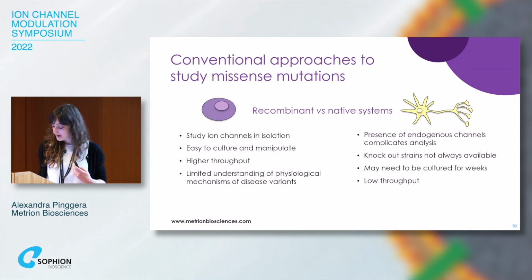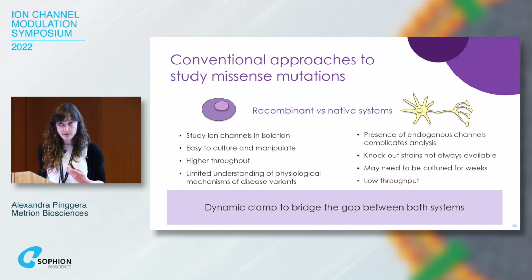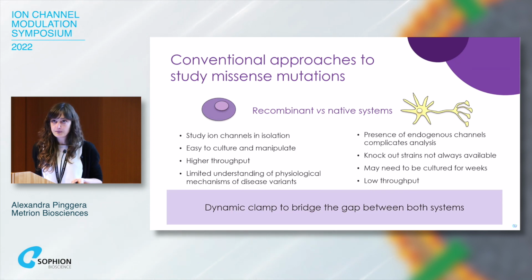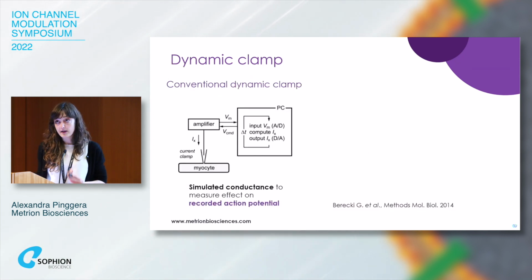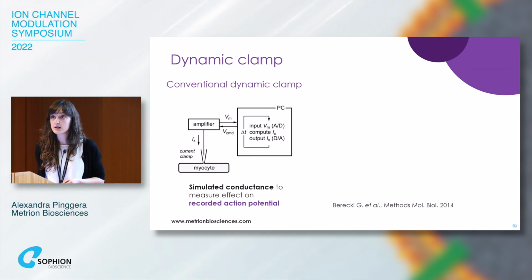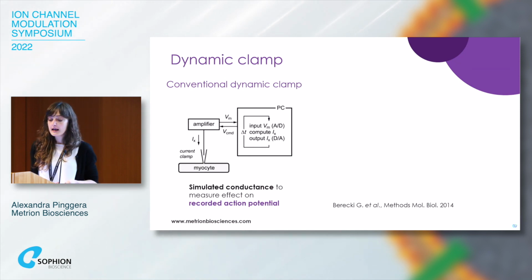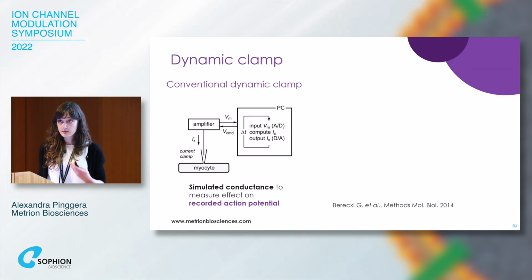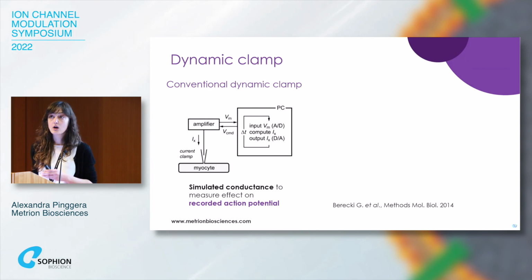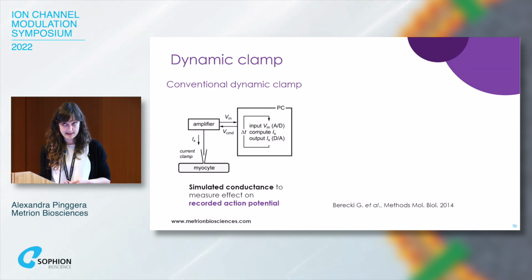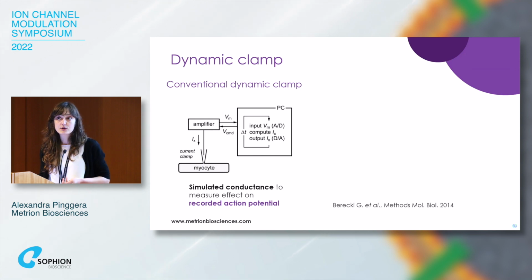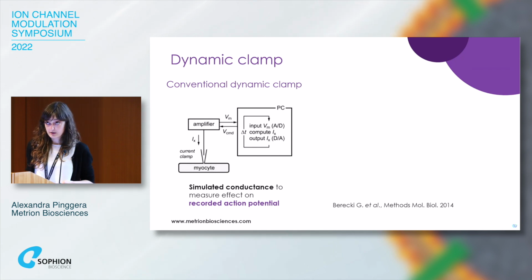But in order to circumvent these issues, we use a different approach, a dynamic clamp approach, to bridge the gap between these two systems. Dynamic clamp per se is not a very novel technique. It has its origin in cardiac electrophysiology, and it's used to study the effect of simulated, computer-generated conductance on an action potential recorded in real time. These studies are often performed on primary cells like cardiac myocytes or neurons capable of action potential firing.